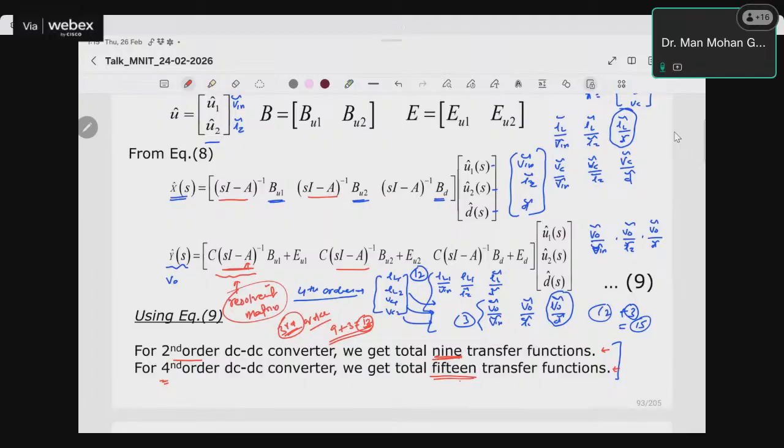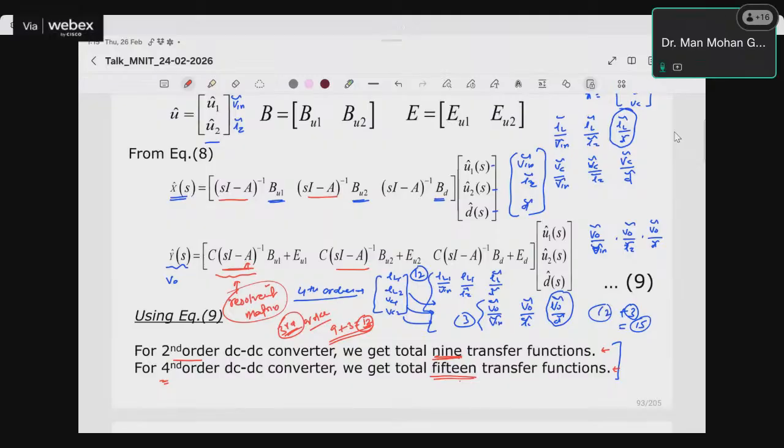And this (sI - A) inverse is called the resolvent matrix. s is a complex variable, I is the identity matrix, and A is the system matrix whose order is n cross n, which depends upon the order of the converter.